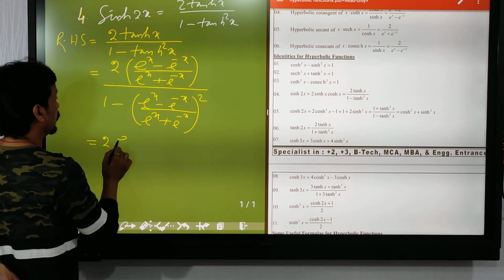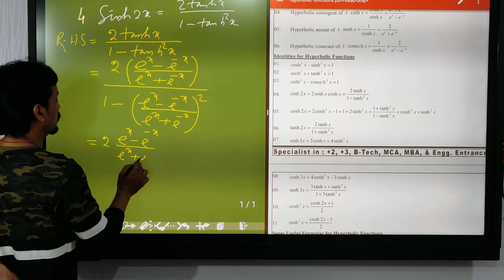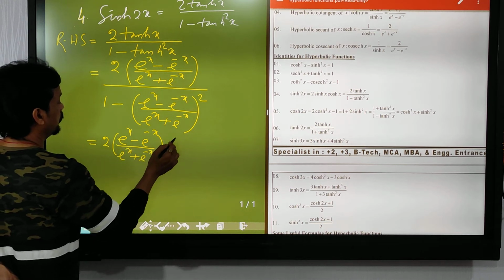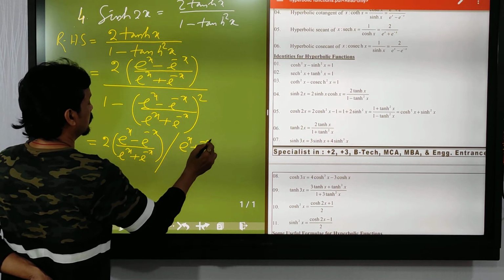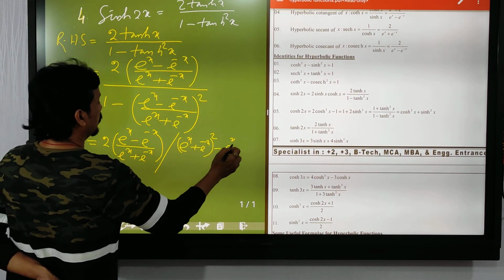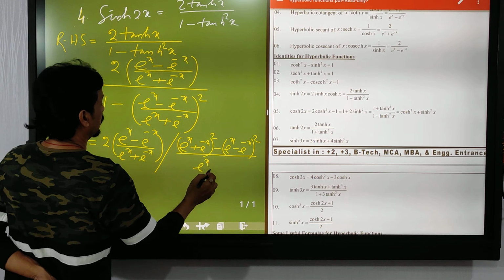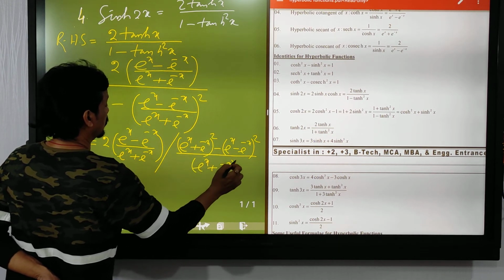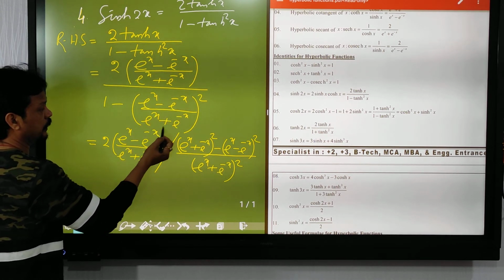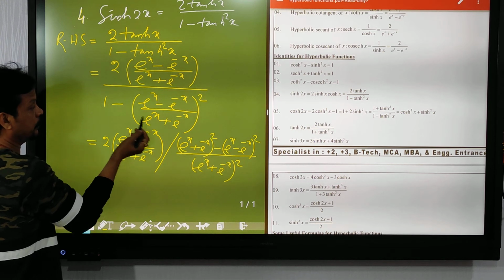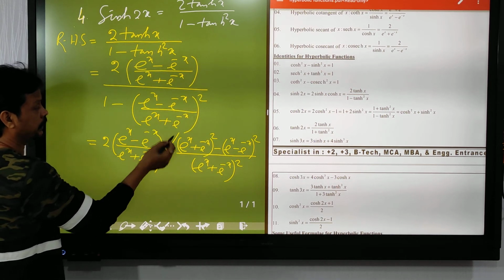So let us see here. e to the x minus e to the minus x divided by e to the x plus e to the minus x, divided by, take the LCM. It will be e to the x plus e to the minus x whole square minus e to the x minus e to the minus x whole square, divided by e to the x plus e to the minus x whole square. Because here the square of this divided by the square of this, I am taking the LCM.